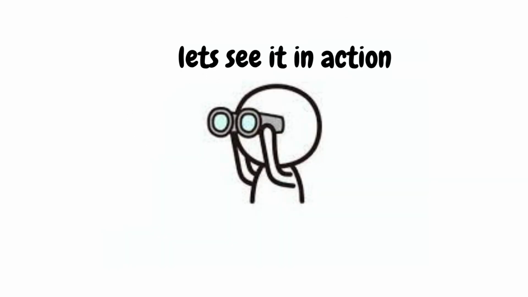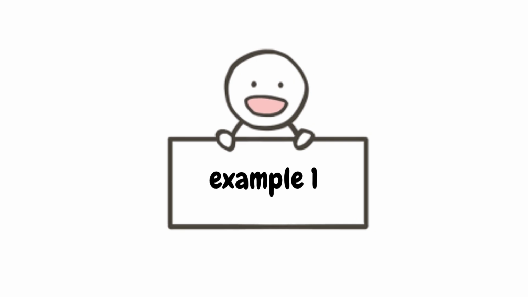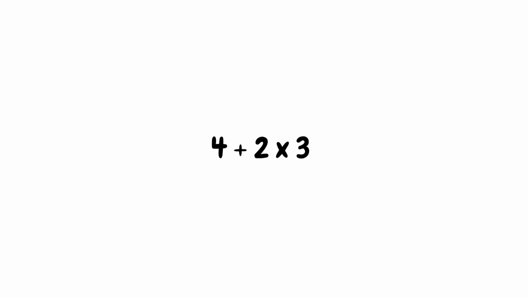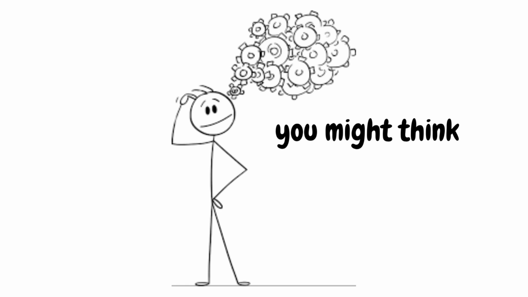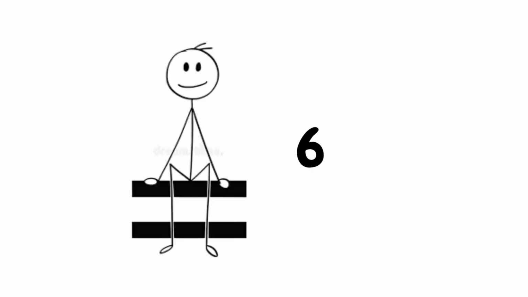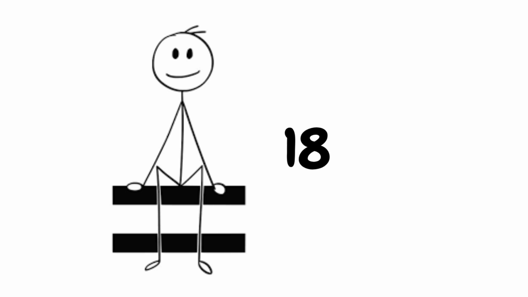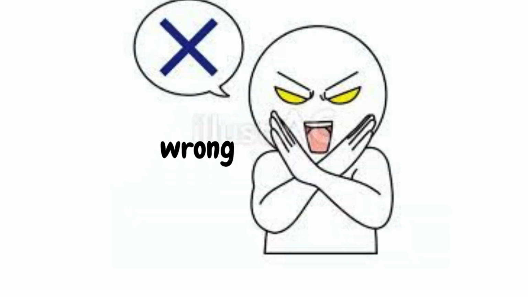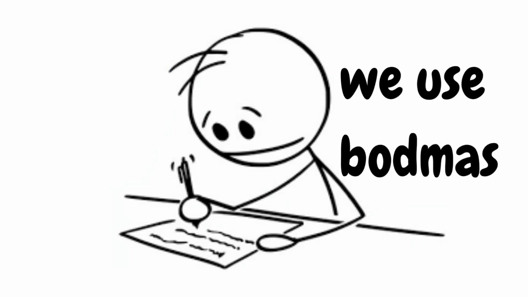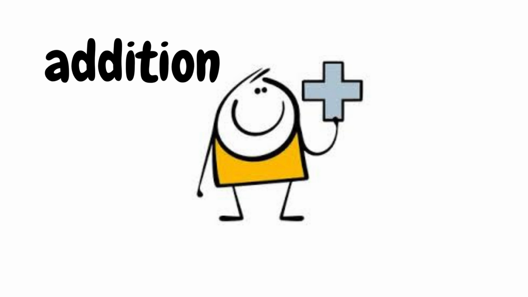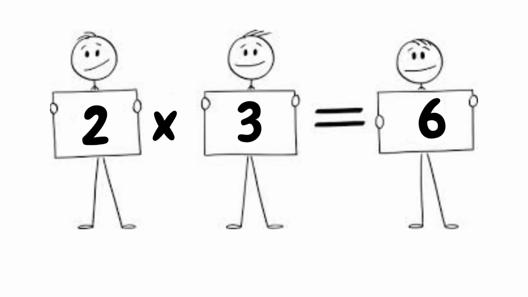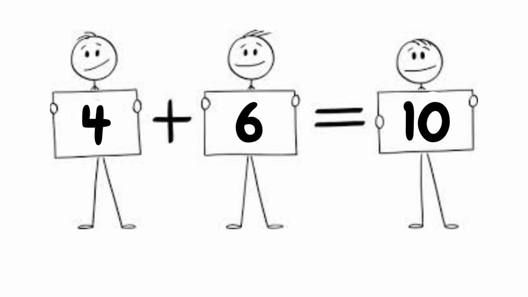Let's see it in action. Example 1, 4 plus 2 times 3. You might think 4 plus 2 equals 6, then times by 3 equals 18. Wrong. We use BODMAS. Multiplication comes before addition. So 2 times 3 equals 6, then 4 plus 6 equals 10.